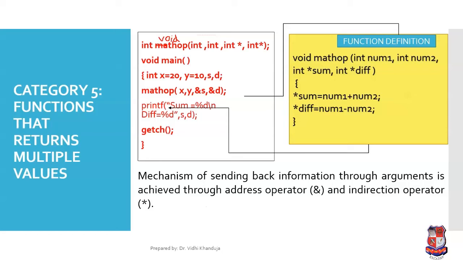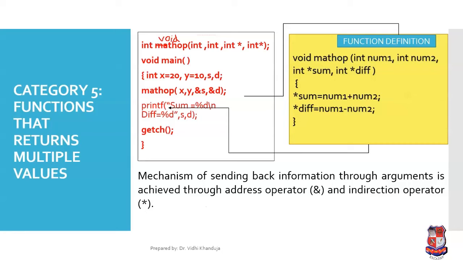num1 will receive the value 20, num2 is going to receive the value 10, right? And pointer sum will point to the address of S, and then difference will point to the address of D, right? So what you are doing, you are adding the two numbers, 20 plus 10, 30, and then storing the result at the value at the address of S, right? So where ampersand S, your address of S is there, at that particular value you are storing the sum.